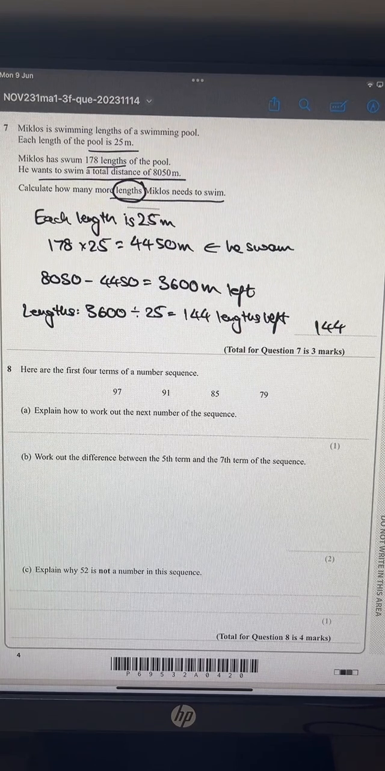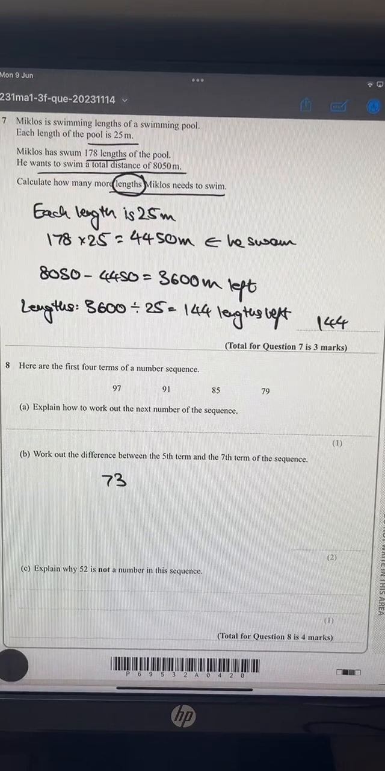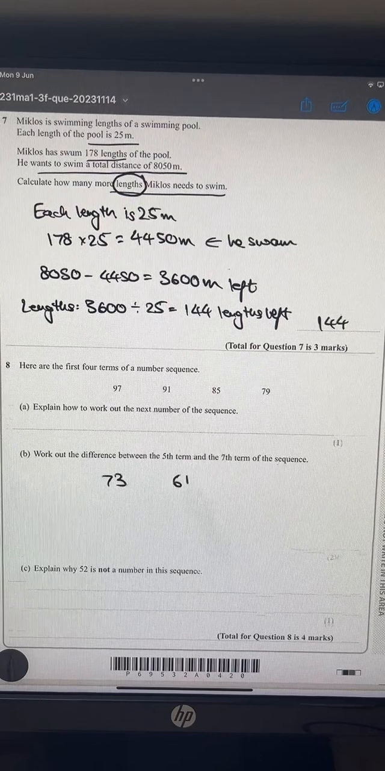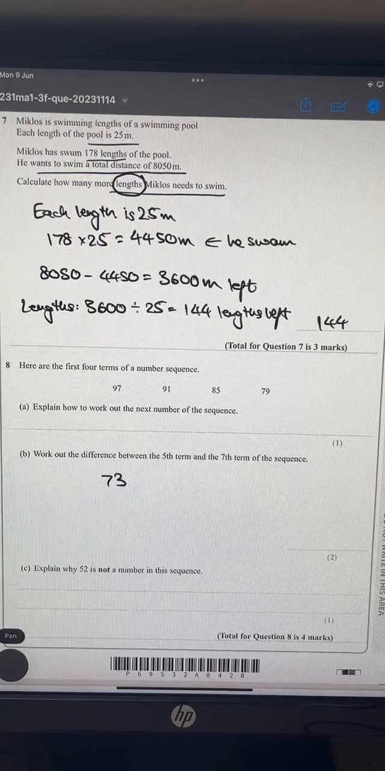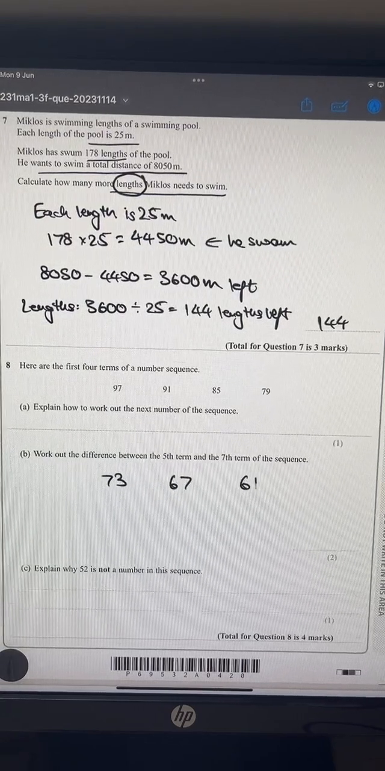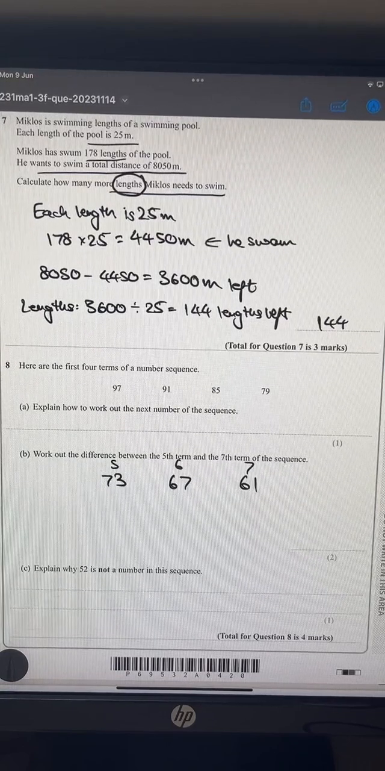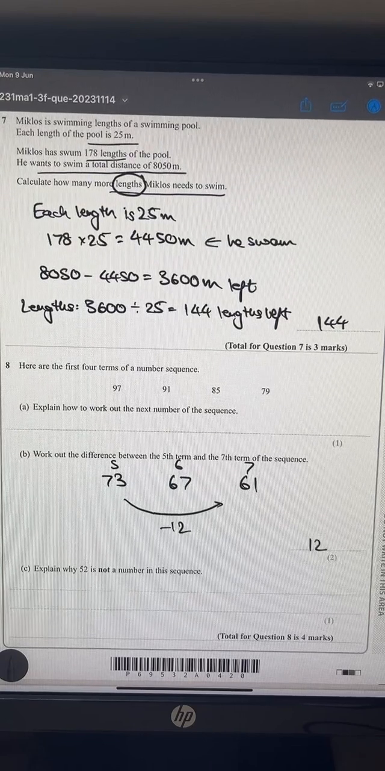Work out the difference between the 5th term and the 7th term. Well, I've got 2 terms, right? I don't even need to figure out what my 5th and 7th term are, but I could, just to make it easier, right? So if I'm subtracting 6 from 79, I get 73, then 73 minus 6, I have 67, then I have 61. So this is 5th, 6th, and 7th terms. I'm going to see what's the difference between this and this. Well, that's just subtracting 12, right? Because I'm subtracting 6 twice. There you go.